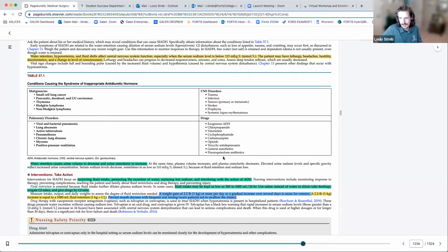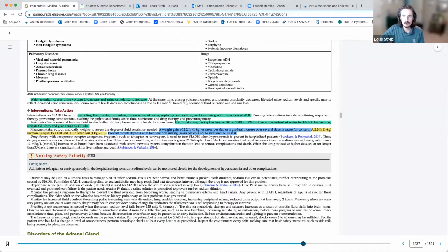So what do you do? If somebody's in fluid volume overload, what is your priority intervention? Stop fluid volume overload. So don't give any more fluids. Restrict it greatly. It could be as little as 500 cc's a day. I mean, literally, fluid intake can be kept as low as 500 to 1,000 mLs. Y'all, that is 2 cups to 4 cups a day.